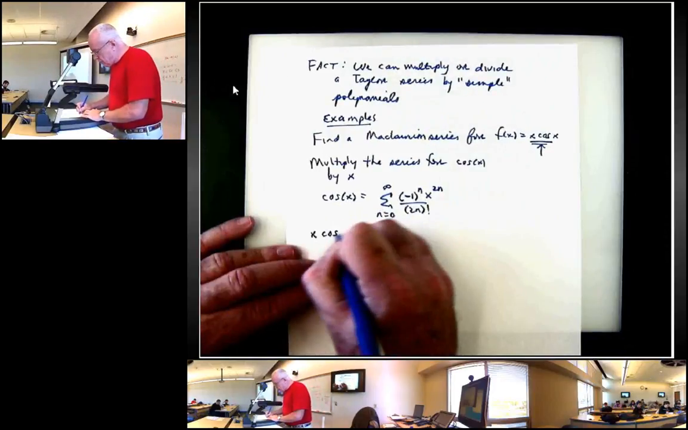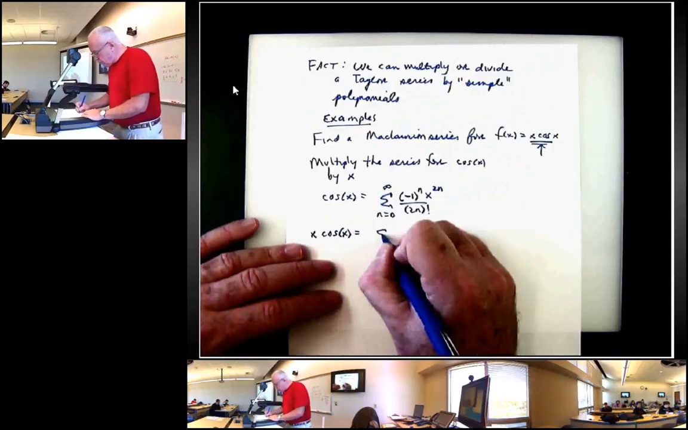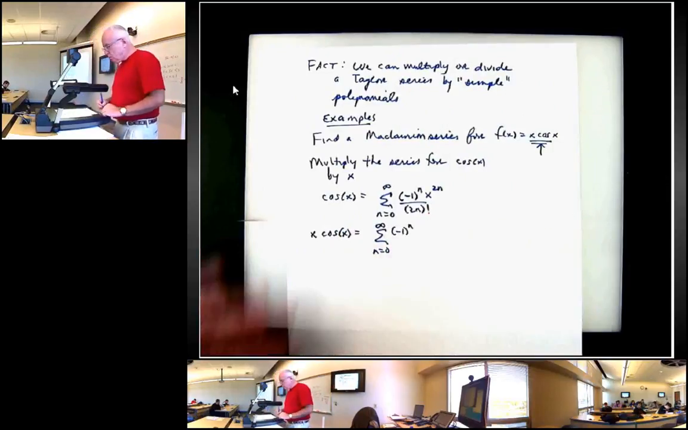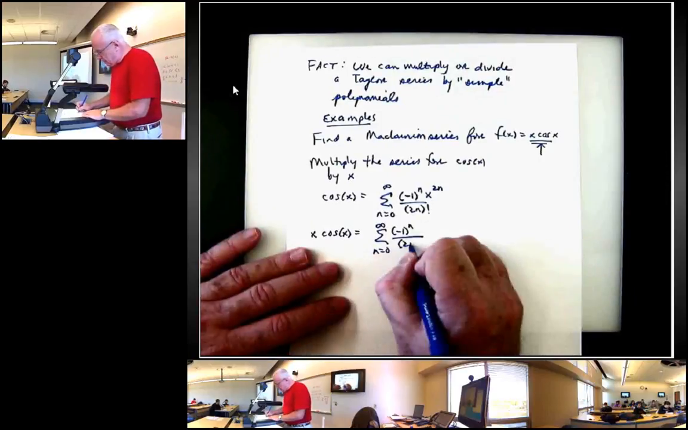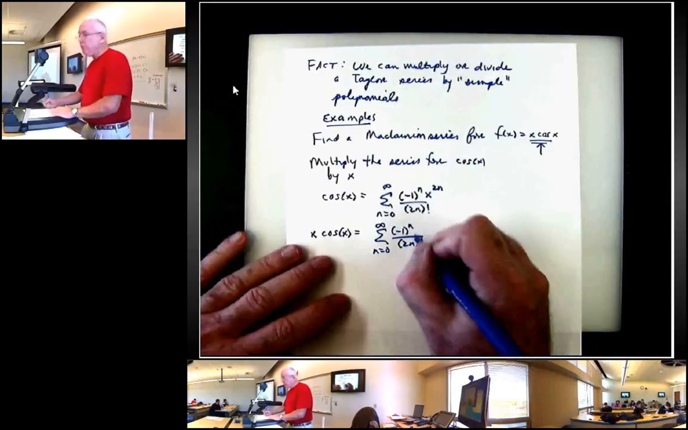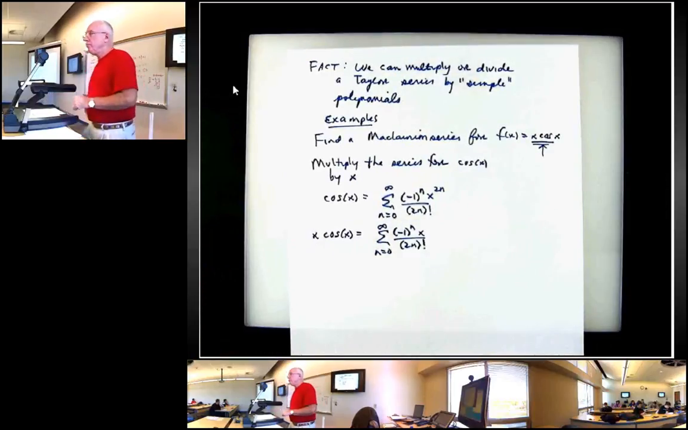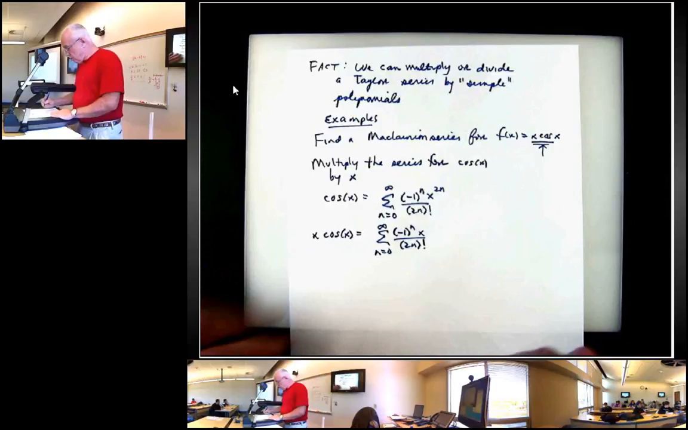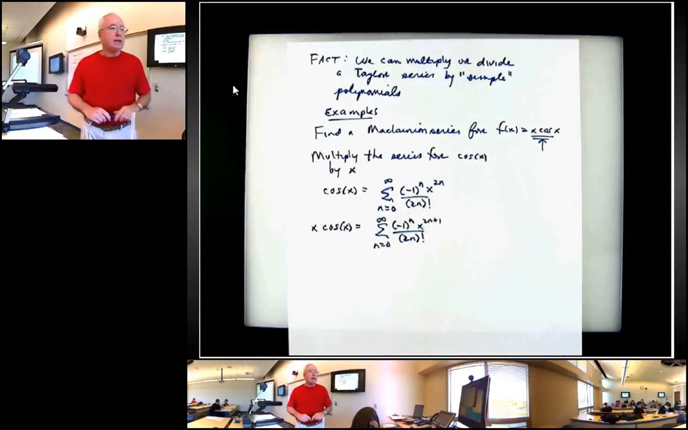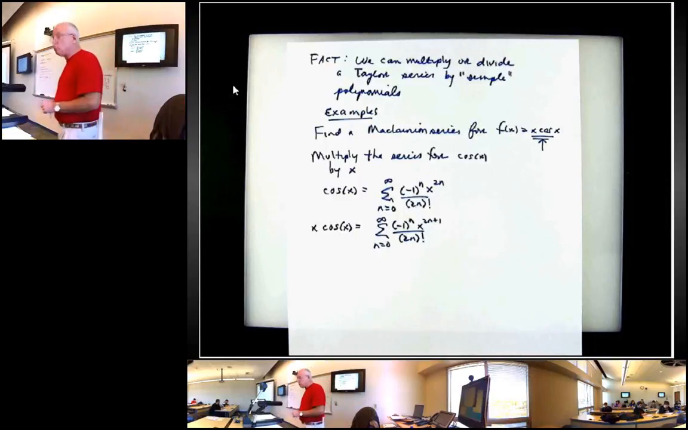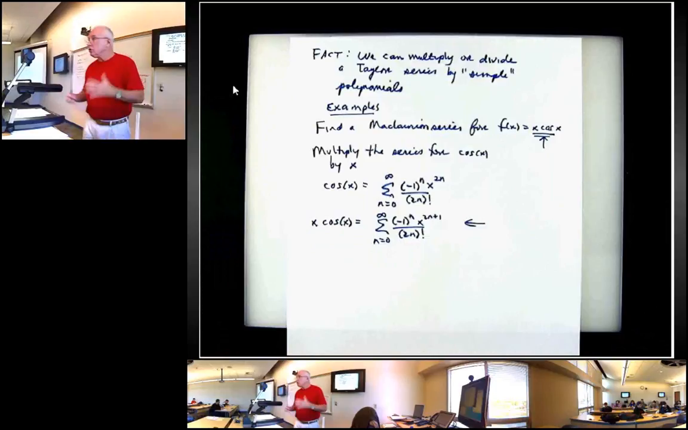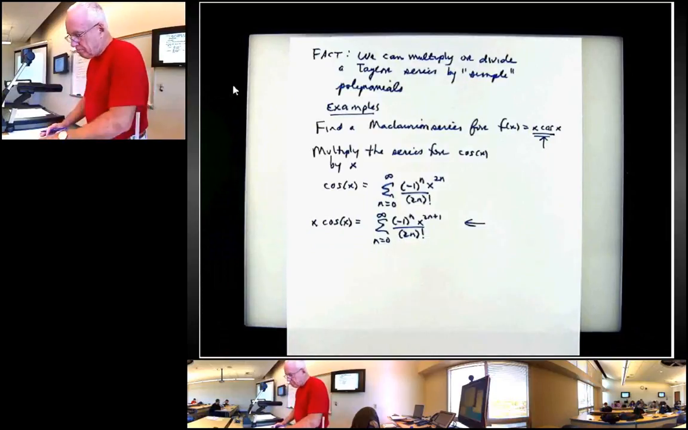So x times the cosine of x is equal to the summation, n equals 0 to infinity, same minus 1 to the n, same dividing by 2n factorial, but what's going to be my new power of x here? 2n plus 1, right? We add the exponent because we're multiplying by another x. So it's just x to the 2n plus 1. And this is our answer right here. Very much without difficulty.